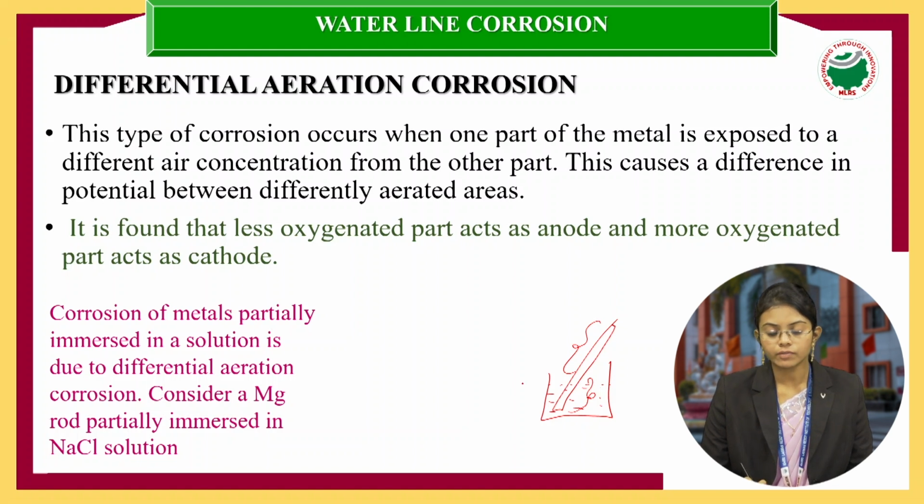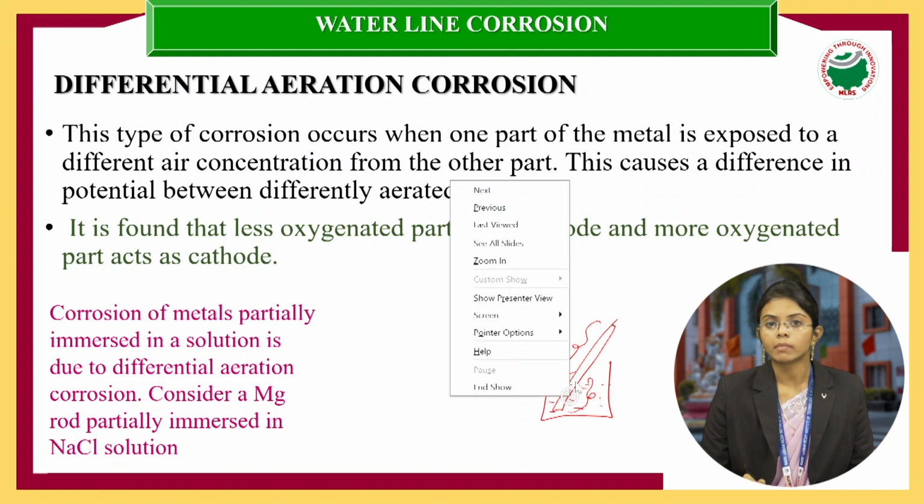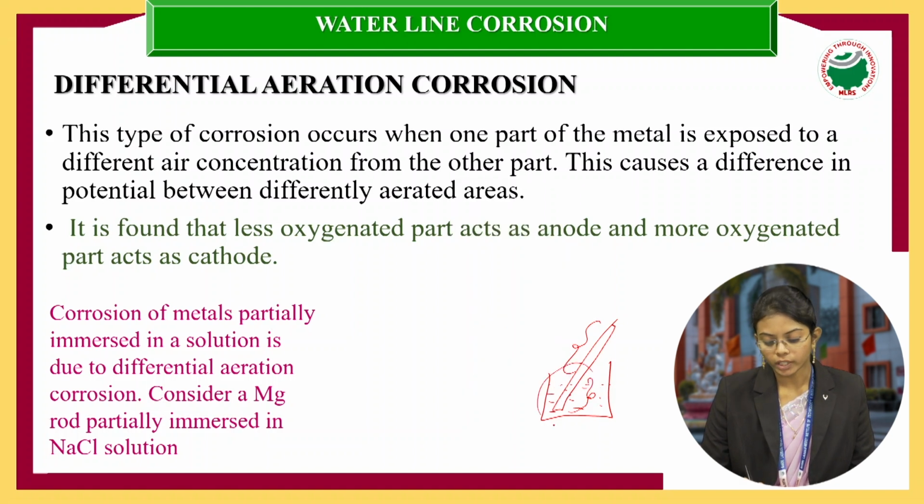If you observe this type of construction, commonly you will see that the part of the metal which is in contact with the electrolyte solution will be getting corroded. That means this part will be corroded. That means it is an anodic part. So two types of variations are taking place in this type of corrosion.